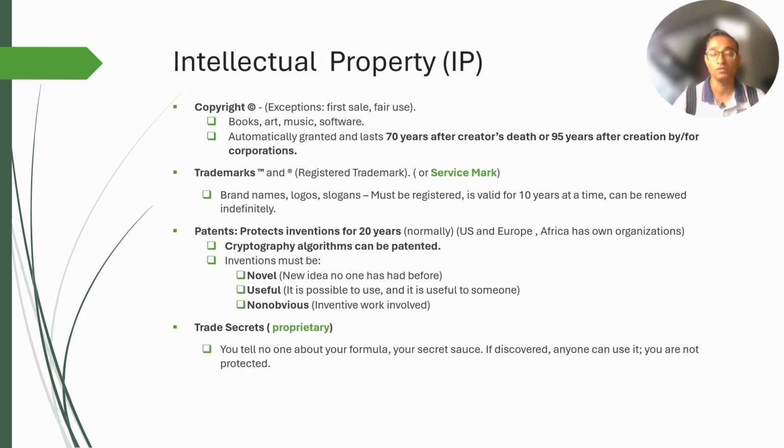For example, copyright, which is based on the exceptions, fair sale, and fair usage. Normally, the copyright is applicable for creation of a book, art, music, or software. The copyright is automatically granted and lasts up until 70 years after the creator's death or up to 95 years after the creation by or for the corporation.